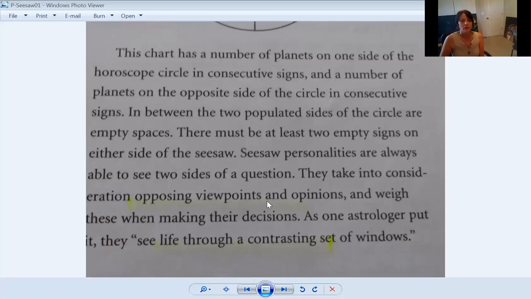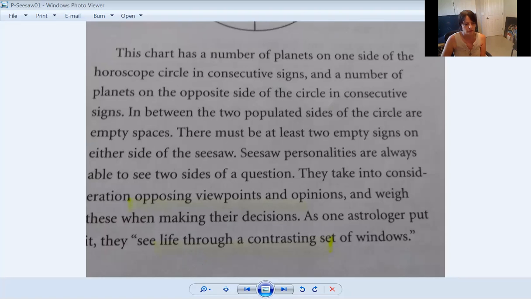Okay. This shows you a little bit more. In between two populated sides of the circle are empty spaces. There must be at least two empty signs on either side of the seesaw. These personalities are always able to see two sides of a question. They take into consideration opposing viewpoints and opinions and weigh these when making their decisions. As one astrologer put it, they see life through a contrasting set of windows. And it's always about us and them, and different people, and lots of stuff going on there.